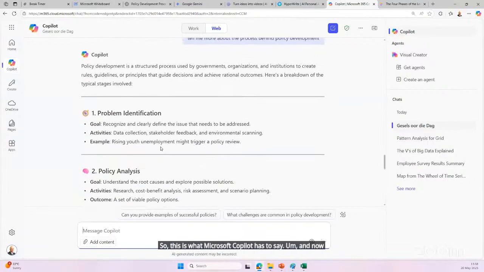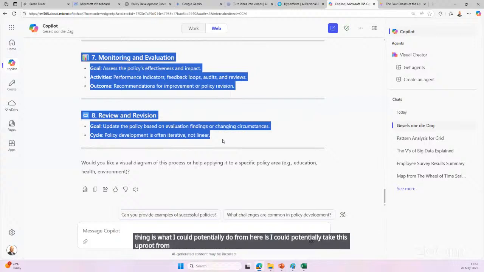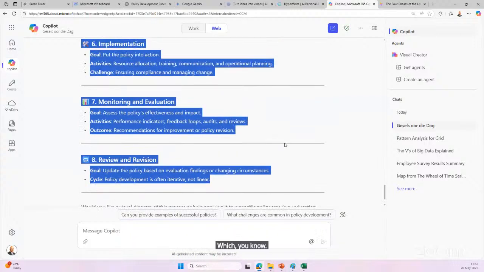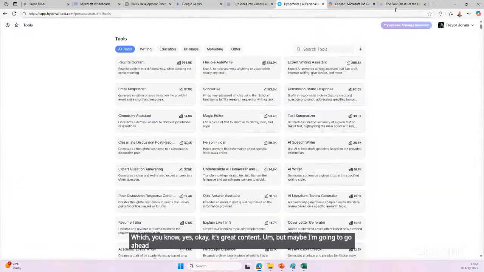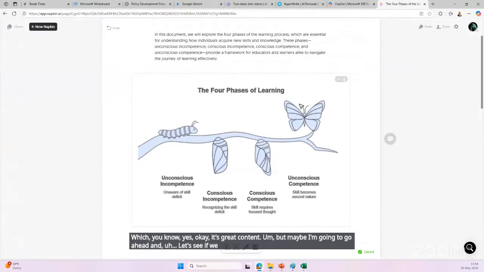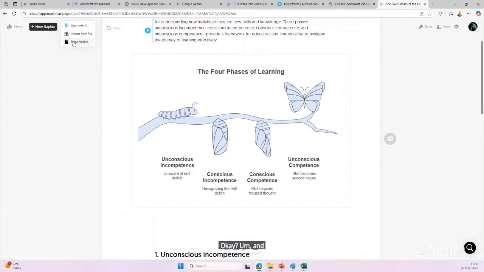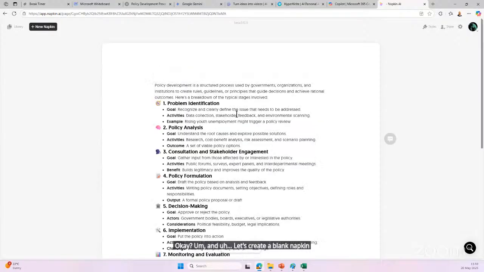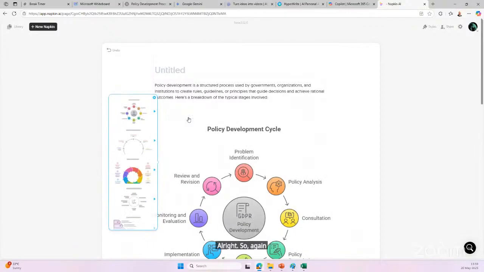And now the interesting thing is what I could potentially do from here is take this output from Microsoft Copilot, which, yes, okay, is great content. But let's create a new napkin. Let's create a blank napkin if we can, and insert our text over here, and see if we can have this AI service translate that into an image that makes a little bit of sense.